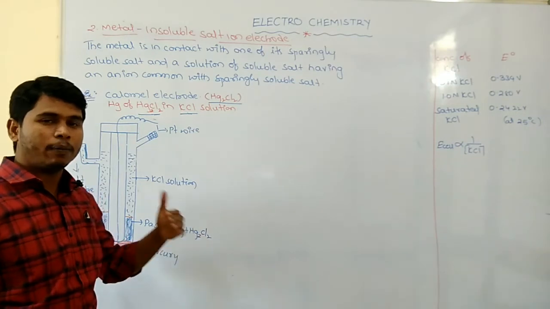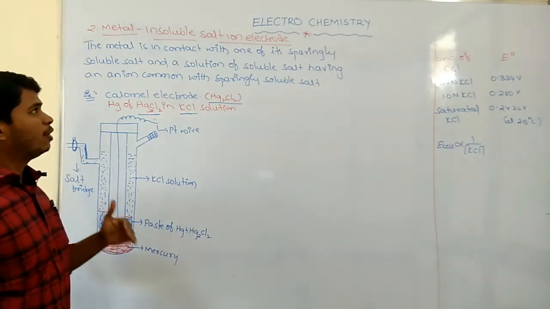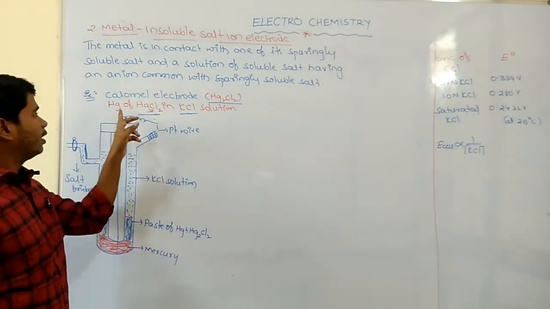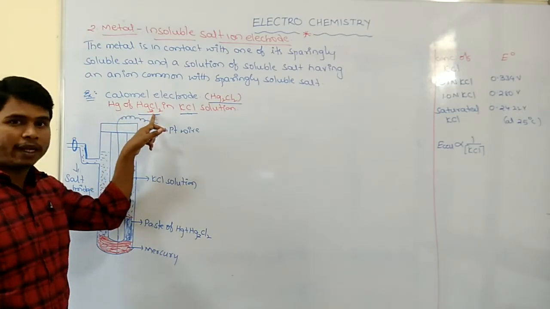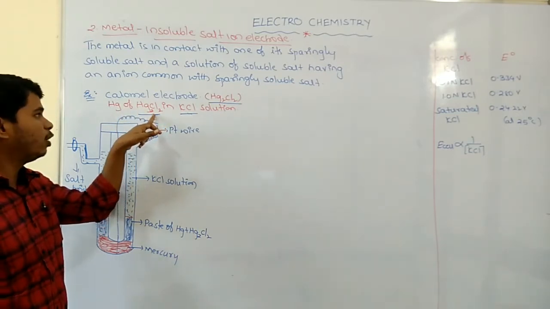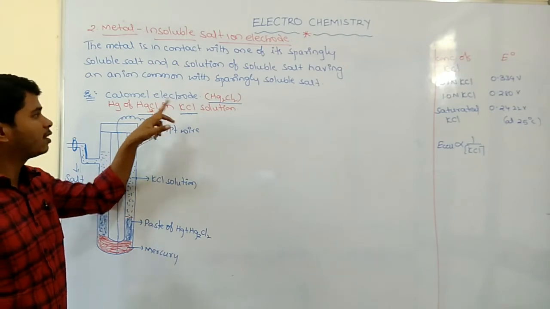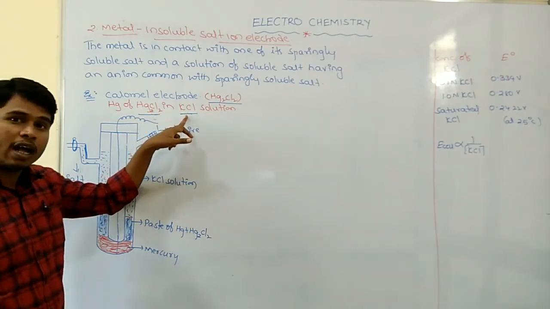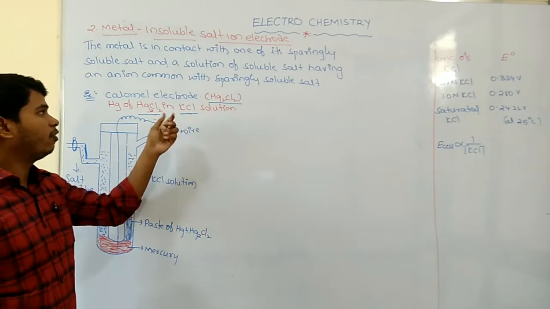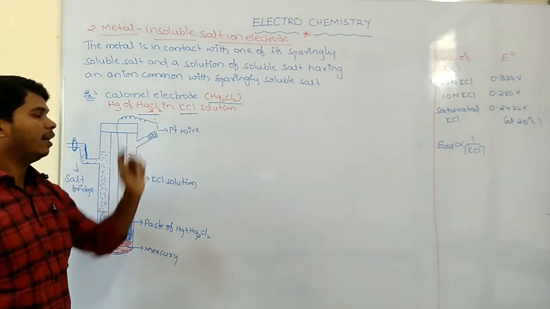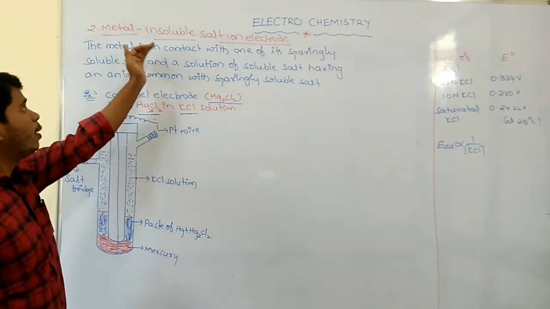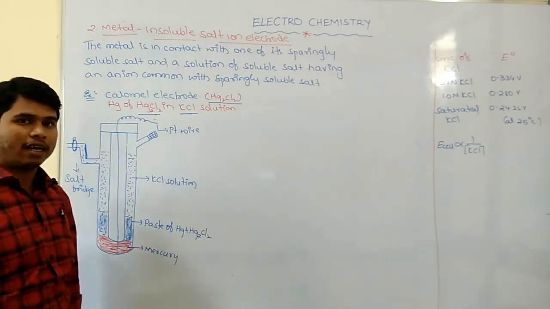So in the metal insoluble salt ion electrode, the metal is in contact with the sparingly soluble salt, that is the mercurous chloride, which is again in contact with the solution of soluble salt having a common anion, Cl minus. This is about the metal insoluble salt ion electrode.